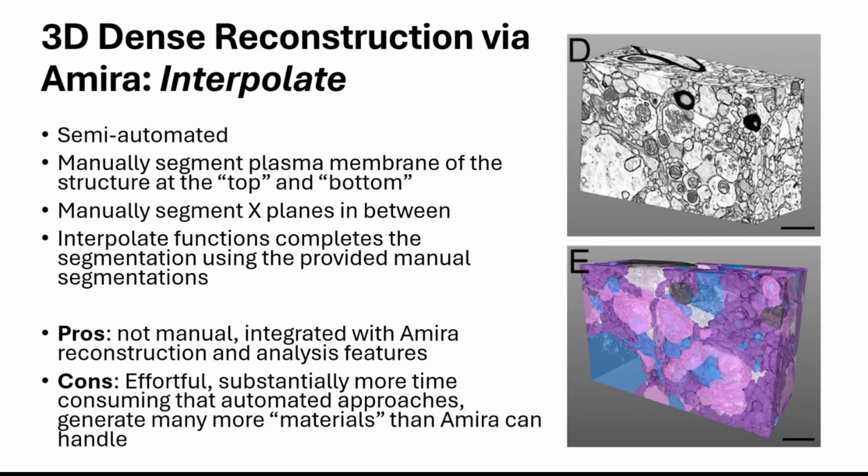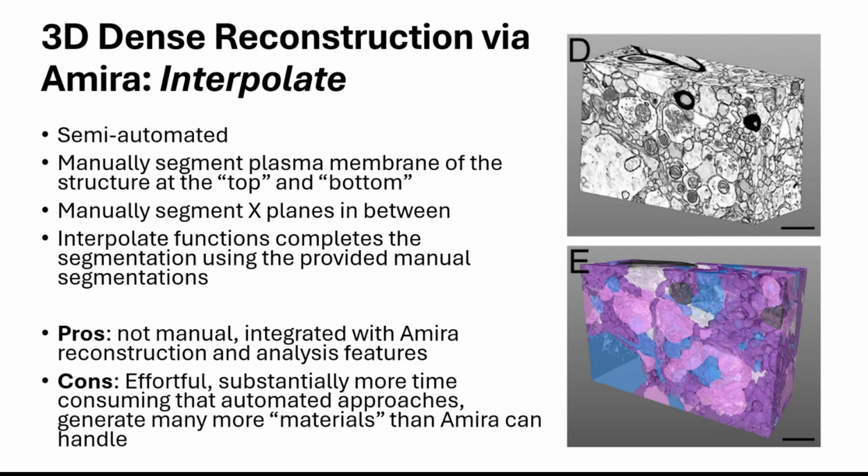So of course, more complicated structures that have awkward and complex shapes, you will have to manually reconstruct many more frames in the middle for it to actually interpolate. The pros of this is that it's not manual, which is great. You don't have to do every single slice. Another pro is that it's also integrated with all of the other components of Amira, so you can use the reconstruction and analysis features that are there.